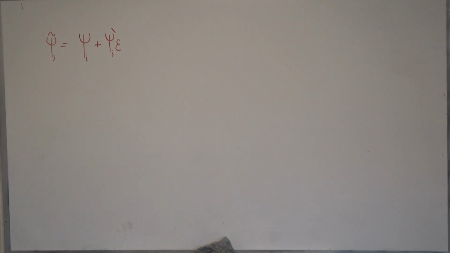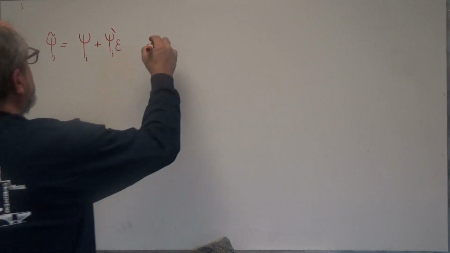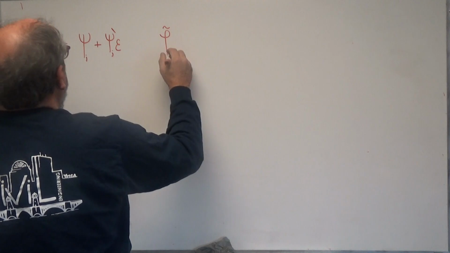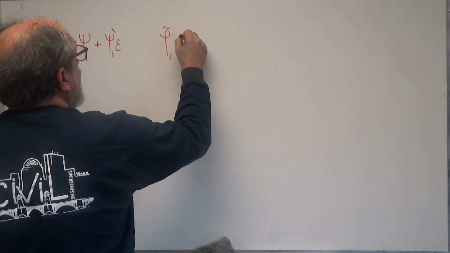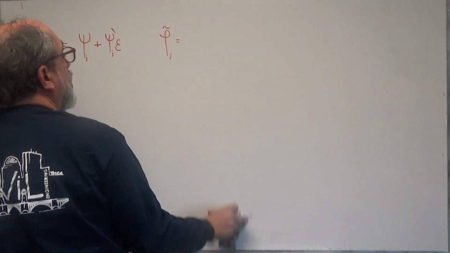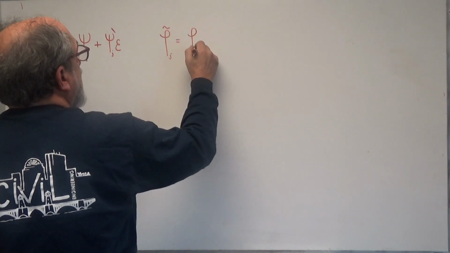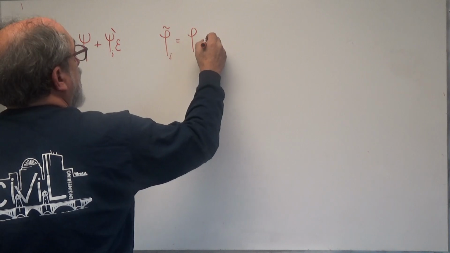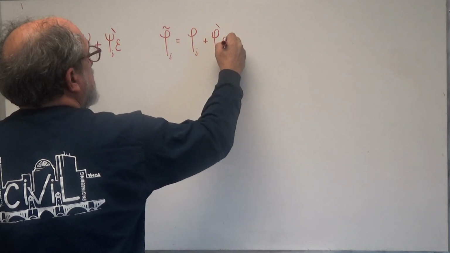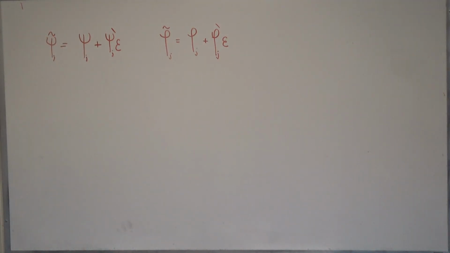Now, if we do the same thing with the left side, we would say that the left side updated is equal to the left side without updating plus the derivative of the left side times epsilon. Now, one of the questions I was asking class is, what is epsilon?